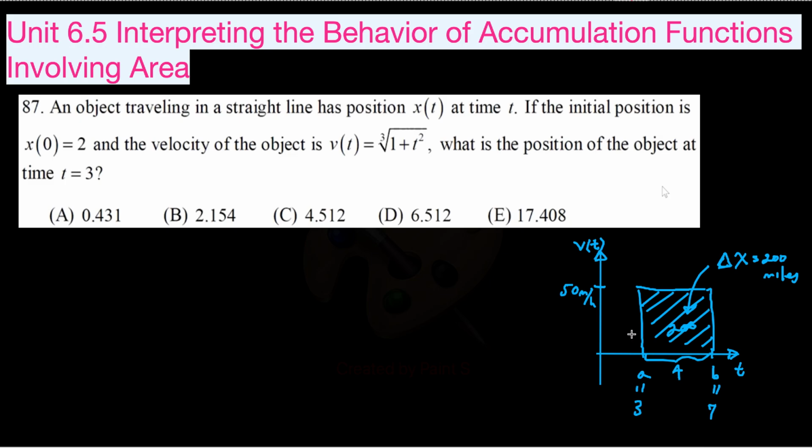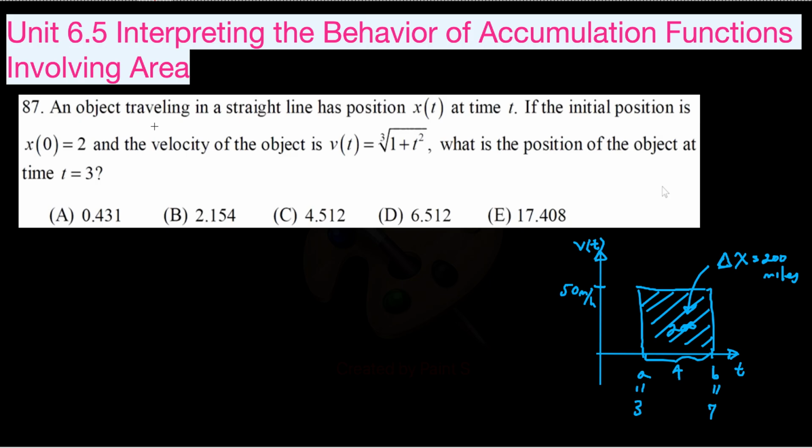Okay. Now, with this reminder, let's attempt to read and try and do this problem here. An object traveling in a straight line has position x of t. So its x position is given by x of t at time t, okay?